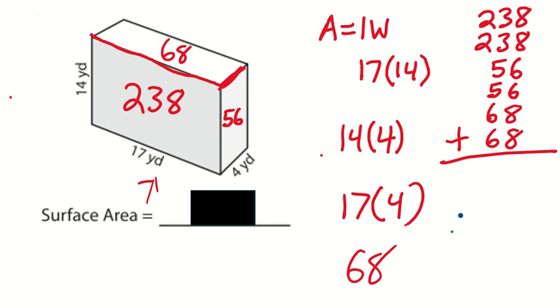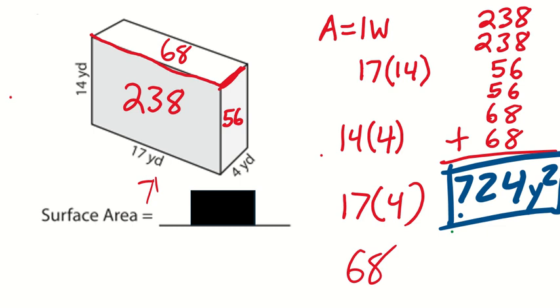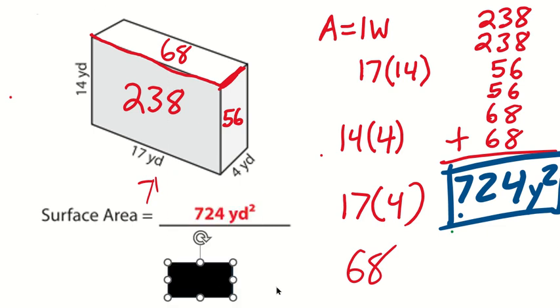So we have 238 plus 238, then we add 56, then 56 again, then 68, and then 68 again. And we get a surface area of 724 yards squared. Now remember, areas are always squared because we're finding out how many squares it takes to cover a surface with no gaps or overlaps. And in surface area, it's just a three-dimensional surface, multiple surfaces.